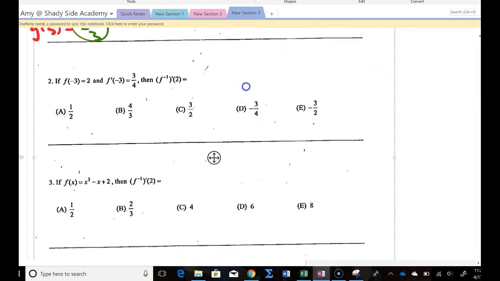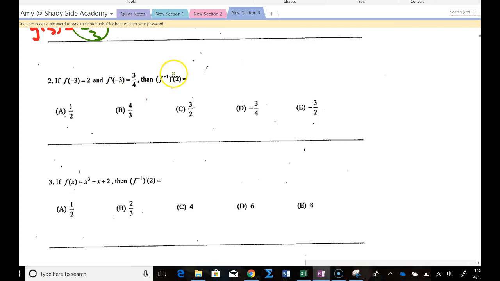Let's go to number 2. Okay, number 2. f of negative 3 is 2, f prime of negative 3 is 3/4. Then, oh, look at this notation. This means the derivative of the inverse of f. This means the derivative of the inverse of f at x equals 2. That notation means, see the derivative right there, the derivative of the inverse of f at x equals 2.